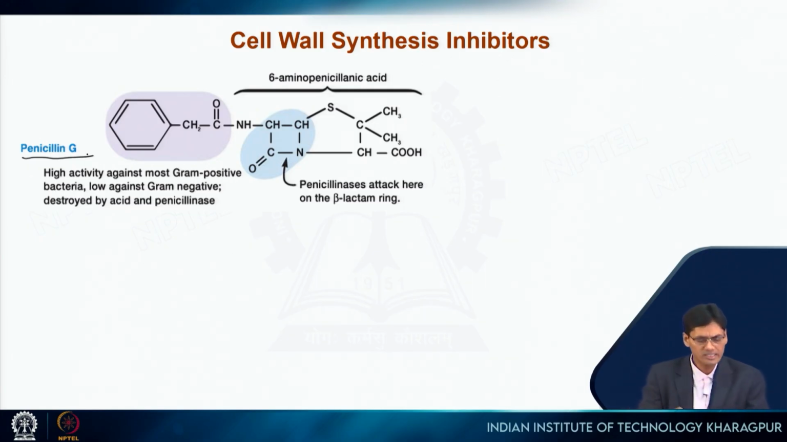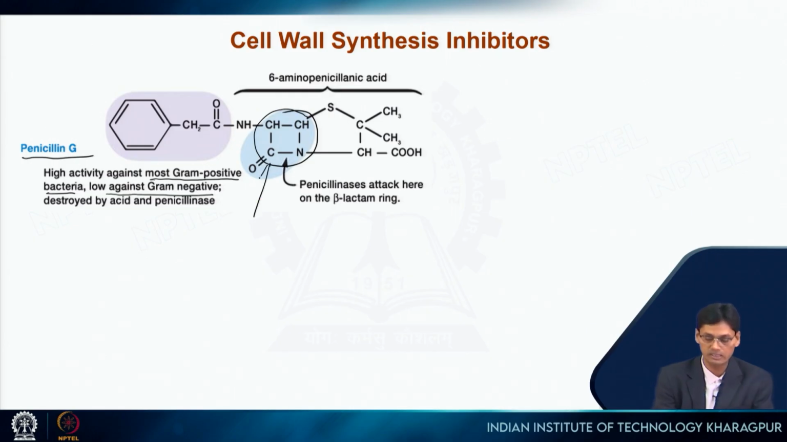Now, penicillin G has high activity against most gram-positive bacteria. As you know, gram-positive bacteria have a thicker peptidoglycan layer, and it has a little bit lower activity against gram-negative bacteria. This is the penicillin structure, and this part is very important. This is the beta-lactam ring. I will discuss it in more detail. This is called the beta-lactam ring of penicillin.